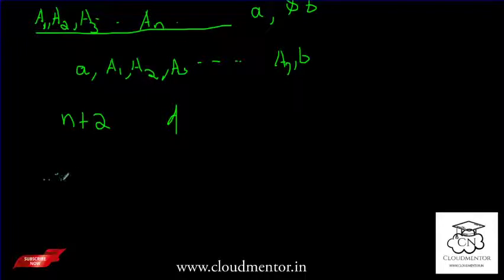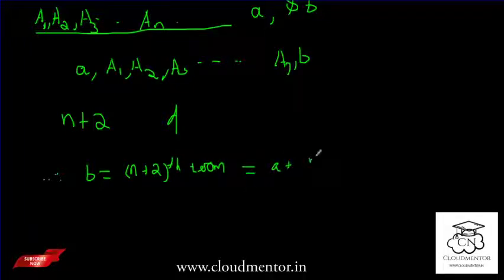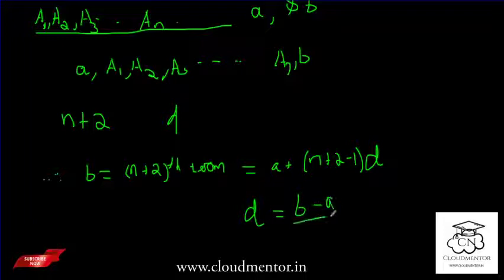So b will be equal to, b is the last term, so that will be equal to the n plus 2 term, and that is equal to a plus (n plus 2 minus 1) of d. So we can write the formula for d as the term difference divided by the position difference, that is b minus a divided by n plus 1. We got from here also, that is b is equal to a plus (n plus 1) into d. So we get d is equal to (b minus a) by (n plus 1).